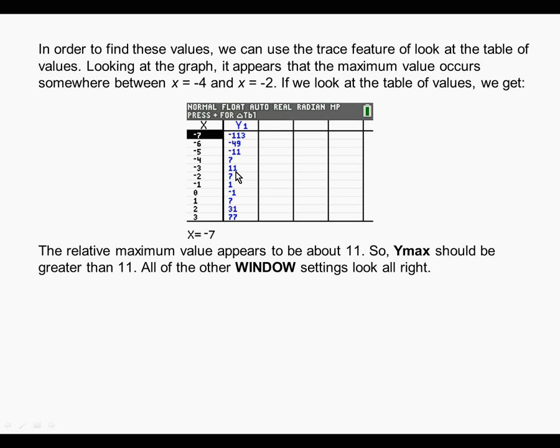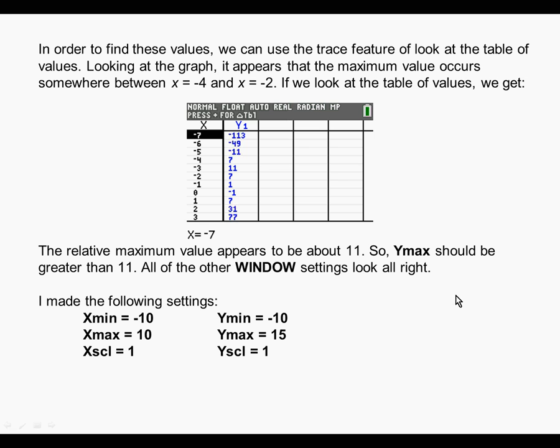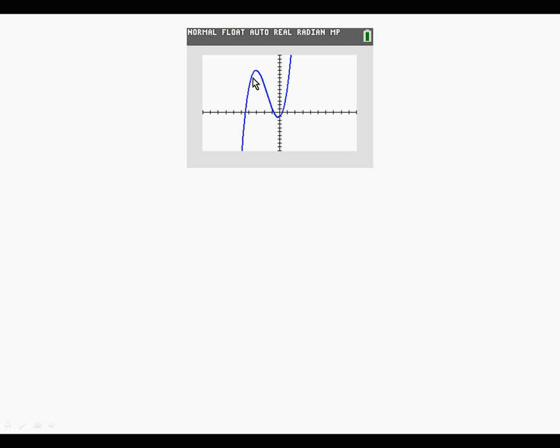It should be something bigger than 11. I don't know if you're thinking 15. 15 does sound good. If you're thinking 20, that's fine too. So these are what I'm using. The x min, x max, and the x scale, no change. My y min, I'm keeping at -10. My y max is going to 15. With those settings, that's what my graph looks like. I can now see the relative max.